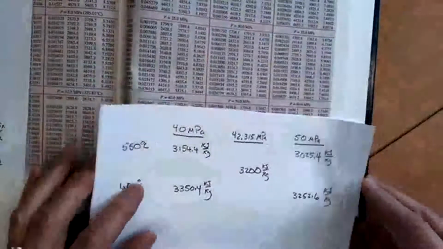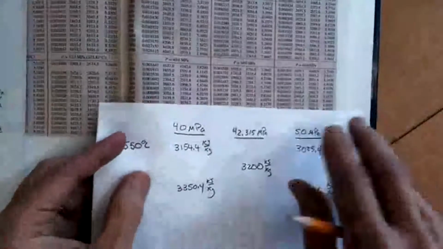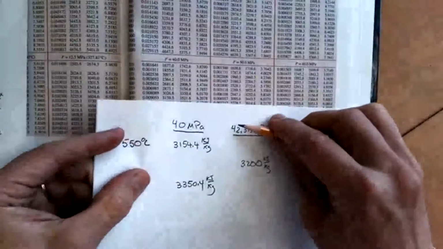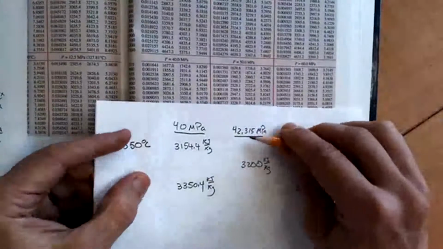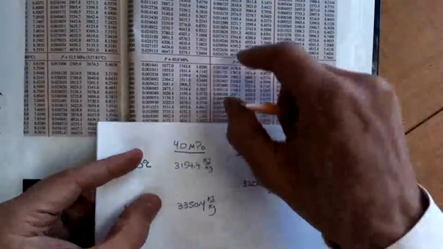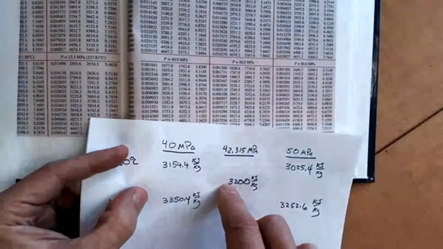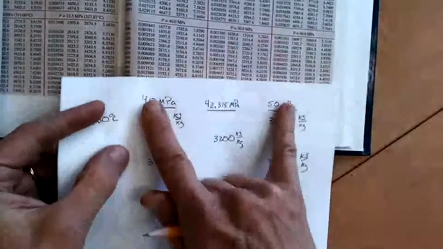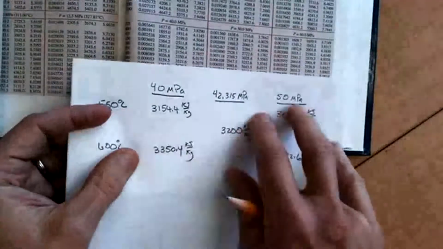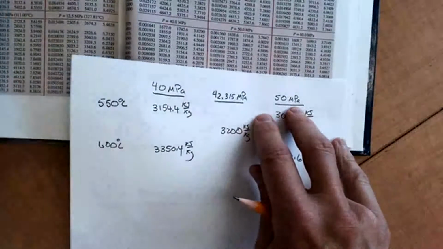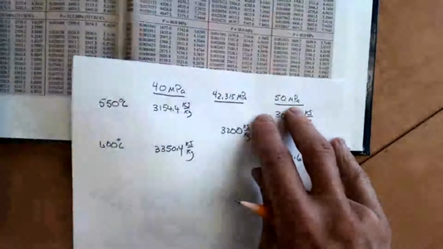So this is my interpolation. I've already got it set up here. What I wish I had is a 42 megapascal box, but I don't. So I'm going to have to construct it by linear interpolation. So I'm going to write the 40 and the 50. That's these two columns. And I can see that my enthalpy given was 3,200.